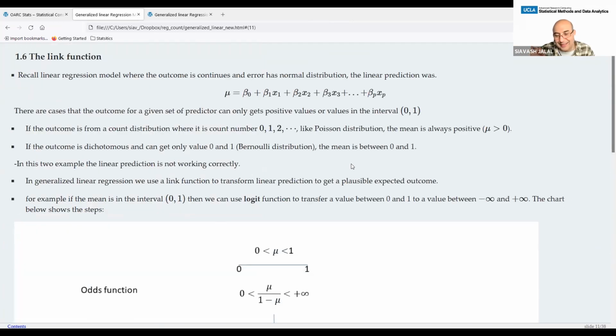Now, this is where we start to think about some extensions of the linear regression model. By the way, I'll stop now, and if you have any questions, let me see. Anybody want to ask any question so far?